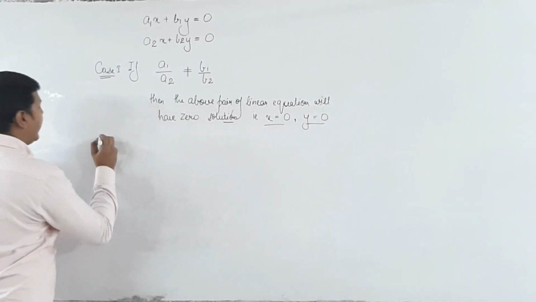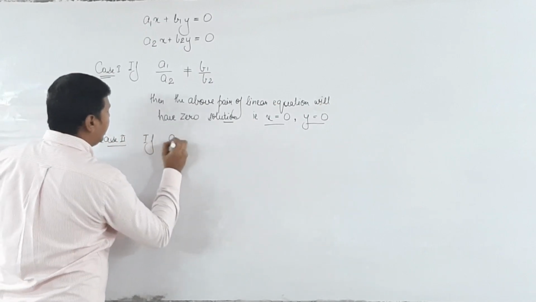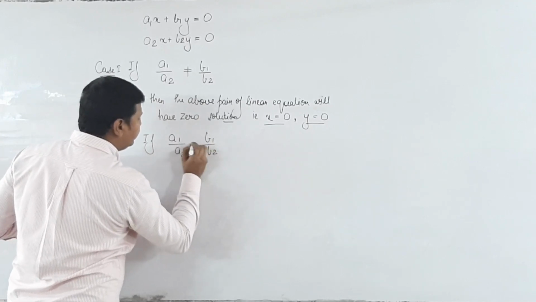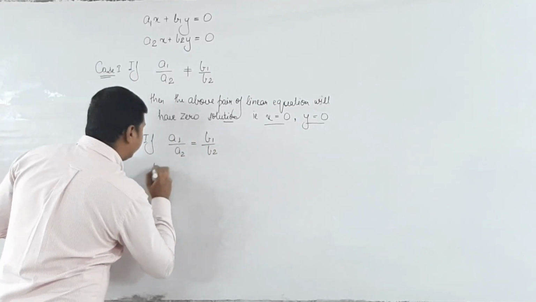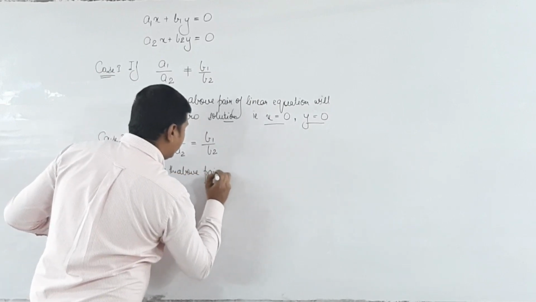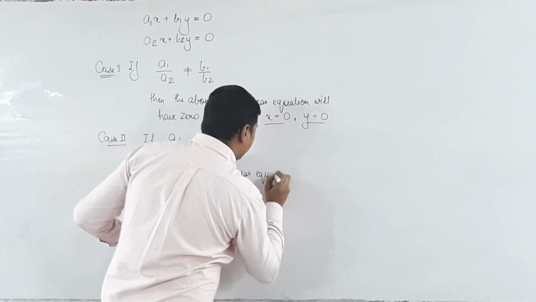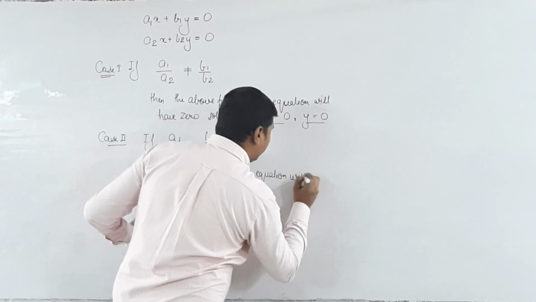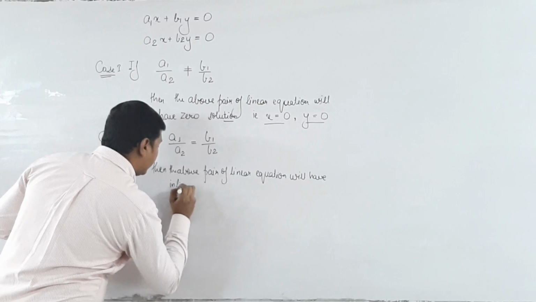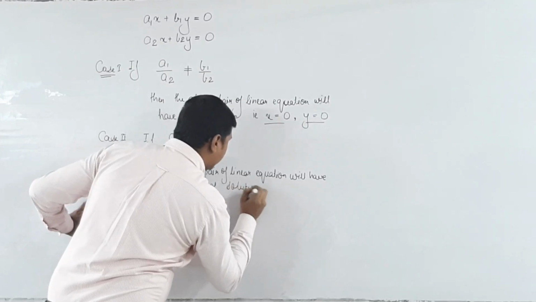And case 2, if the ratio a1 by a2 is equal to b1 by b2, then the above pair of linear equations will have an infinite number of solutions.